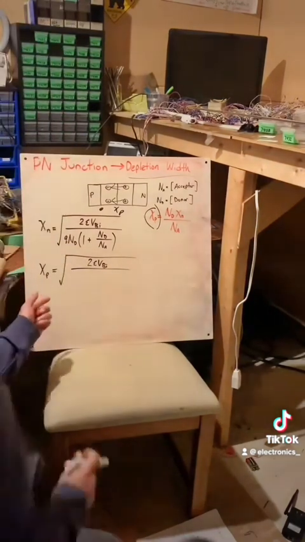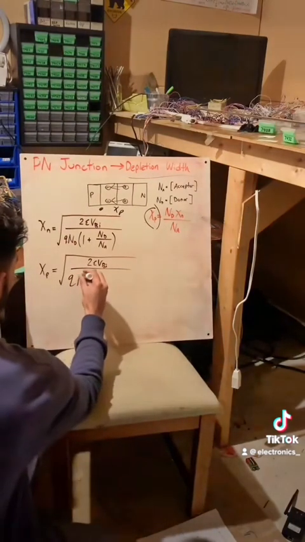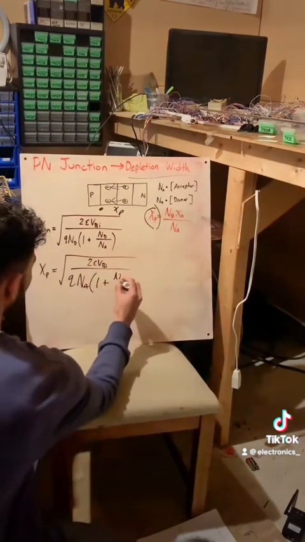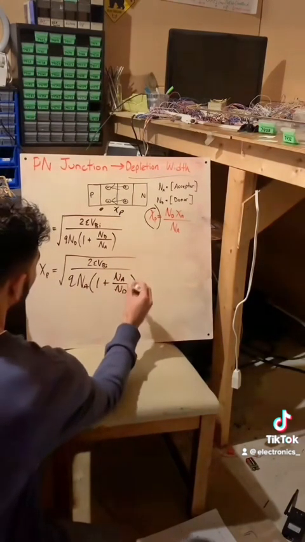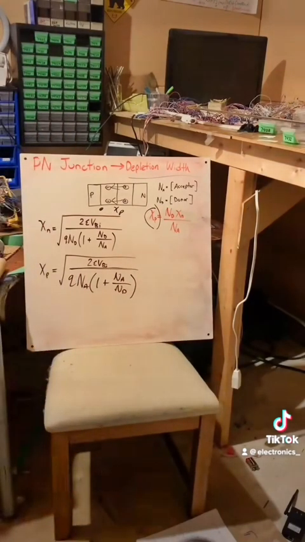To find the positive depletion region is pretty trivial, because all we have to do is switch the concentrations around. So now we have the acceptor concentration times 1 plus the acceptor concentration over our donor concentration. And there you have it: the depletion regions of a PN junction diode. Woohoo!